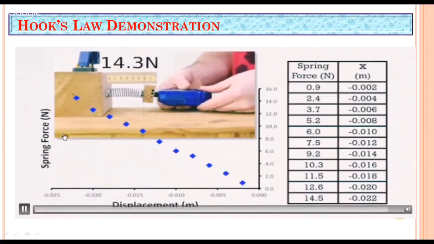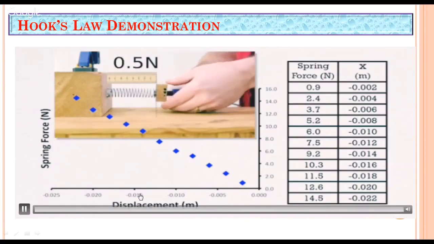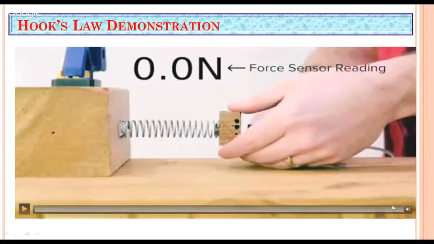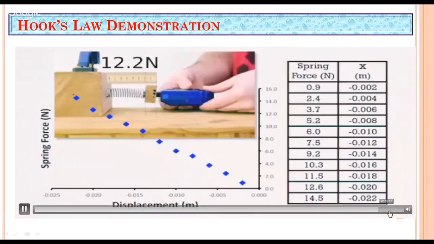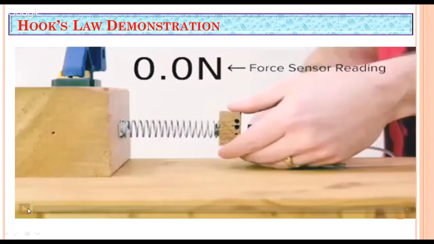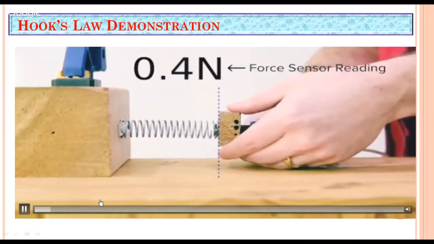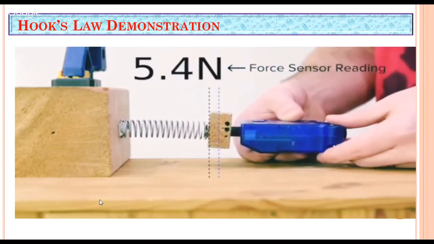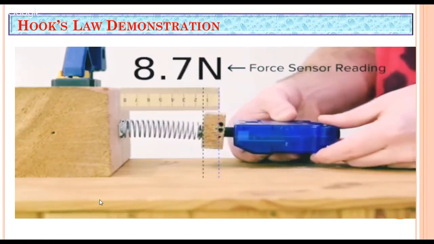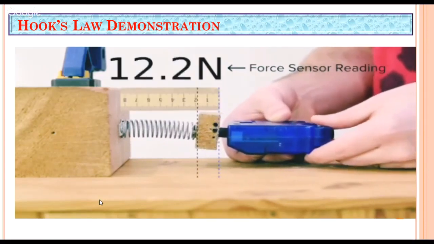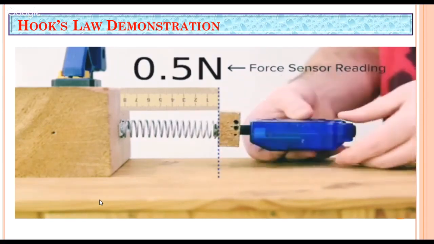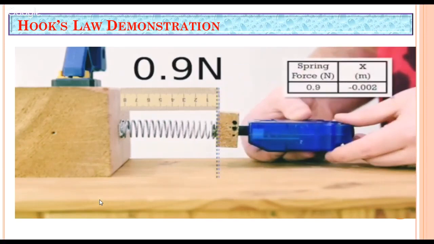We plot this spring force and displacement in a graph. See, it obtains a linear relationship. So up to some particular limit, the stress induced and the deformation occurred are proportional to each other. Whenever the stress increases, the strain also increases. If the induced stress decreases, the deformation or strain also becomes less.